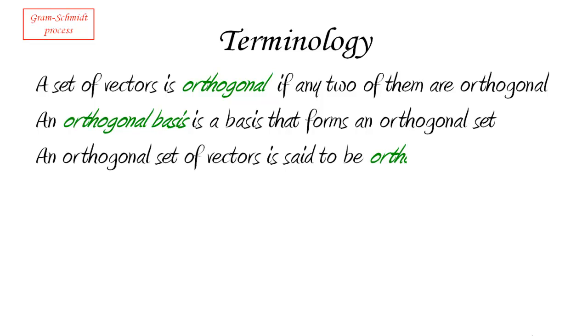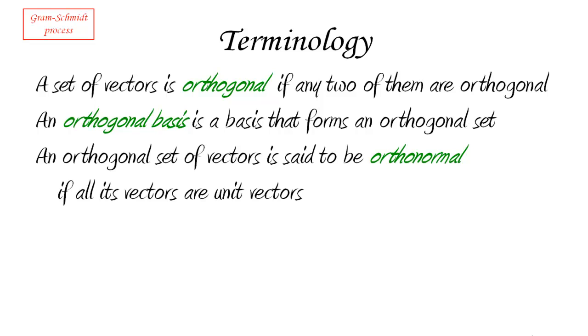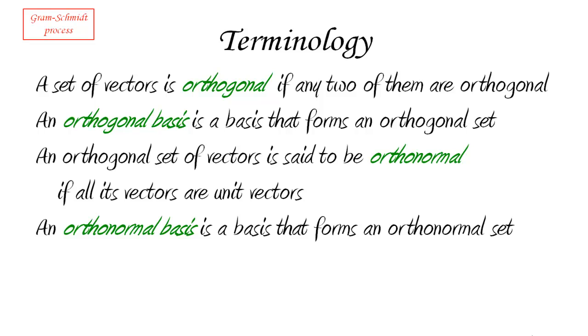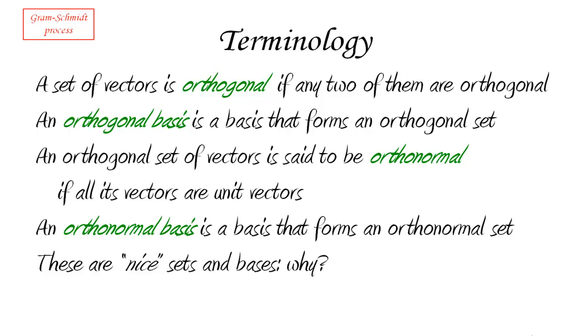Similarly, an orthogonal set of vectors is said to be orthonormal. These words are becoming messier and messier, aren't they? So it's going to be orthonormal if all its vectors are unit vectors. So not only are they orthogonal to each other, but each one of them has length 1. And so correspondingly, an orthonormal basis is a basis that forms an orthonormal set. So this is the kind of thing that we will be looking for. Why? Because these are nice sets and nice bases. Let me explain what I mean by saying that these are nice sets and bases.